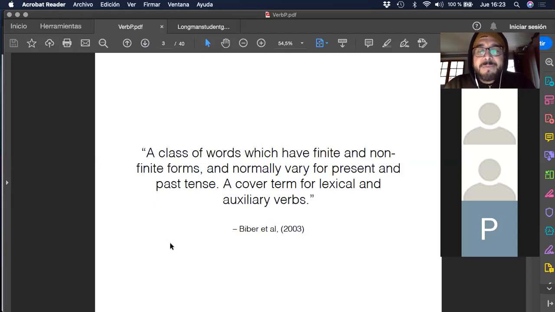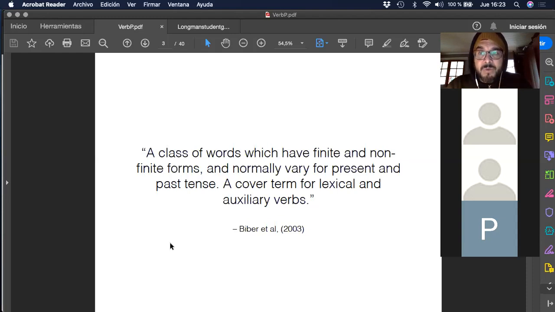Second definition from Biber. A verb is a class of words which have finite and non-finite forms and normally vary for present and past tense. A cover term for lexical and auxiliary verbs. So here we have something else. We have this idea that verbs, they have form. When I say form, I'm saying that they are written or spoken in a certain manner and not in any other. And these forms are used so as to represent some features, like, for example, finiteness and non-finiteness, or present and past tense, or some others, right?